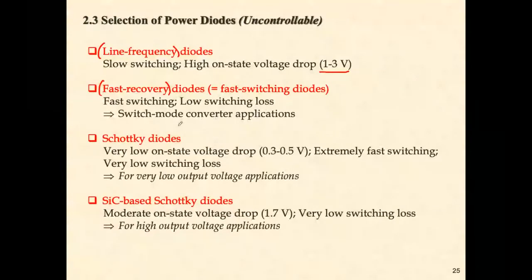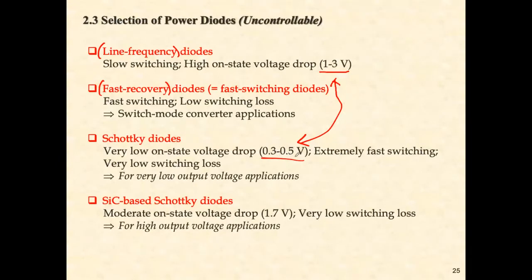And then the third one is the Schottky diodes. I don't know if you still remember. I believe that you should have learned it before. Schottky barrier is very famous in physics or even electronic circuit analysis. So here we have the Schottky diodes. Schottky diodes have many advantages when compared to other diodes. For example, the on-state voltage drop is very low. When compared to these two, there is a difference of an order of magnitude, right?